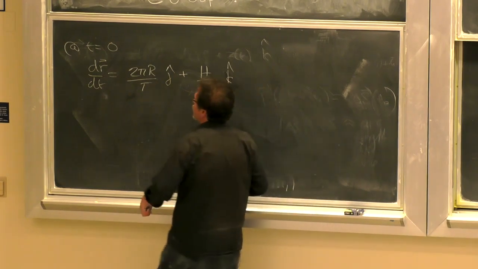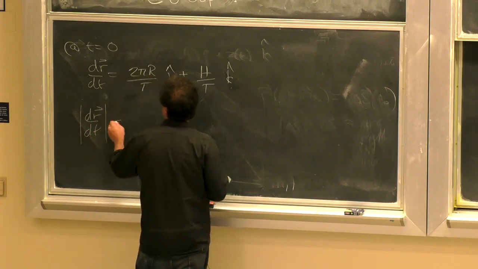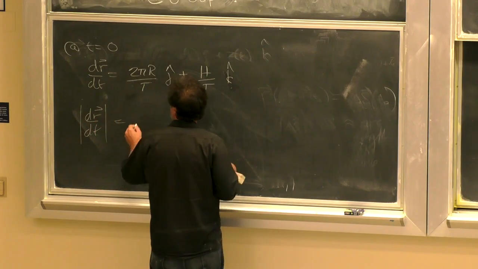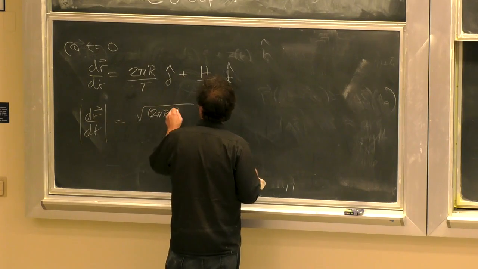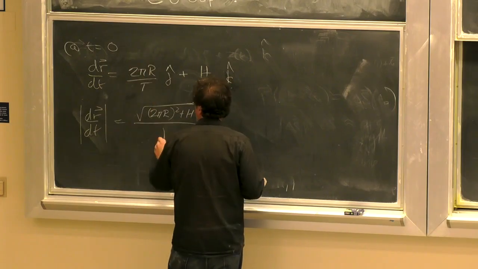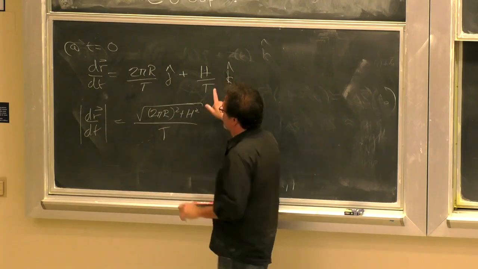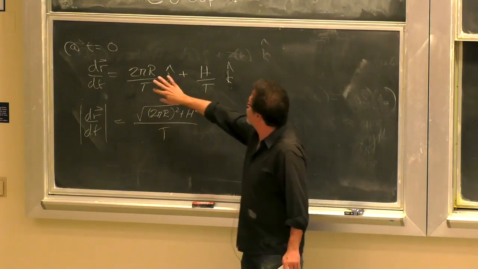And what's the magnitude of this? Only at time t equals 0. We're evaluating the magnitude at time t equals 0. Well, that's equal to the square root of quantity 2 pi r squared plus h squared, and of course I have to divide by the capital T. It's squared and square rooted. Okay? I just took this squared plus this squared.